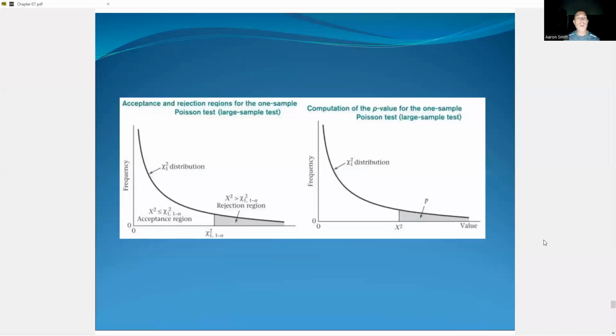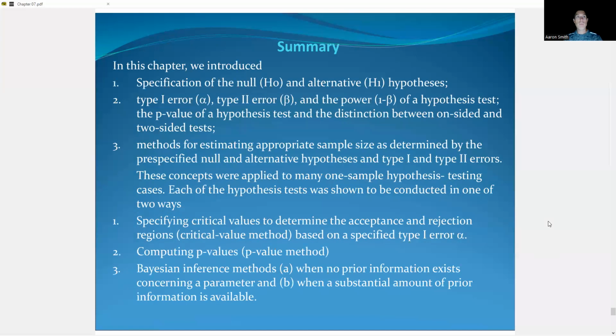All right, so now here's the acceptance region and rejection regions for the one sample Poisson test. And here I set up a cutoff. I look at my data, do the computation. If my test statistic is here, I reject. If my test statistic is here, I fail to reject. The other way is I compute the value. I look at how large is the area to the right of it, and that gives me the p-value. Then I compare the p-value to the alpha level. All right, so here is that summary.